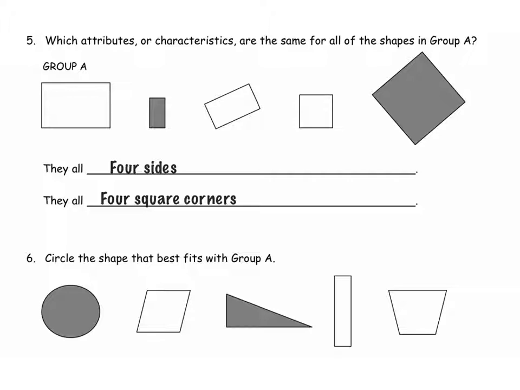Question number 6 reads, circle the shape that best fits with group A. This shape would best fit with group A because this shape also has 4 sides and 4 square corners. Using its attributes, you can group together the shapes that are the same and have the same characteristics.